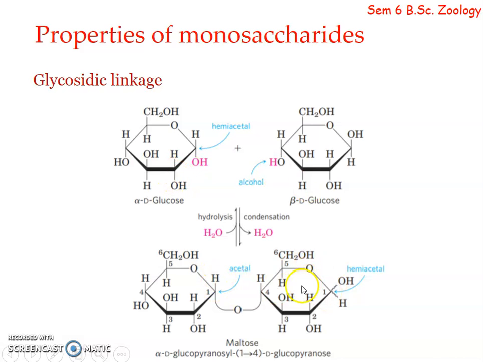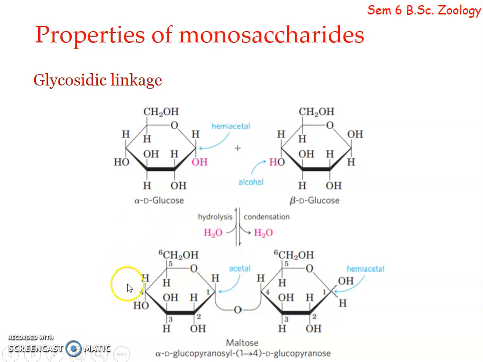Now coming to maltose, how do we name it? The first thing is, we write the bond based on which carbon atoms have come into play for the bond formation. Here it is C1 of the first monosaccharide and C4 of the second monosaccharide. So it is 1 to 4 bonding.